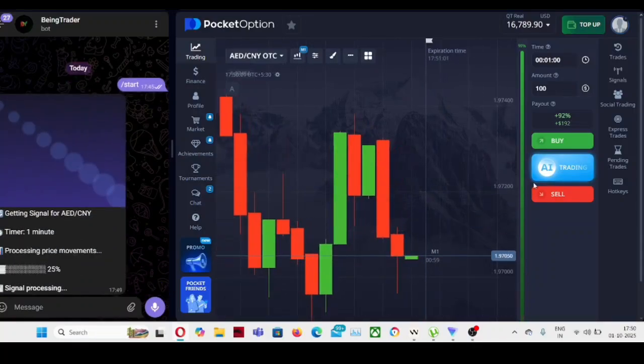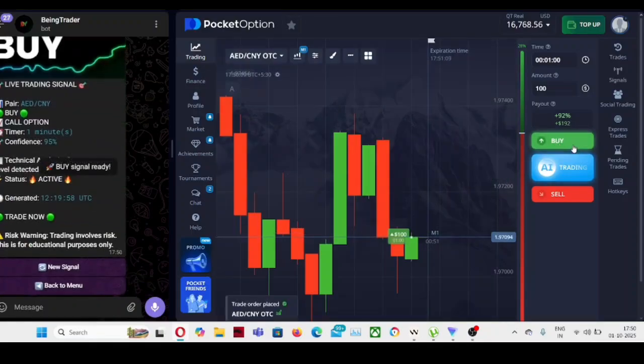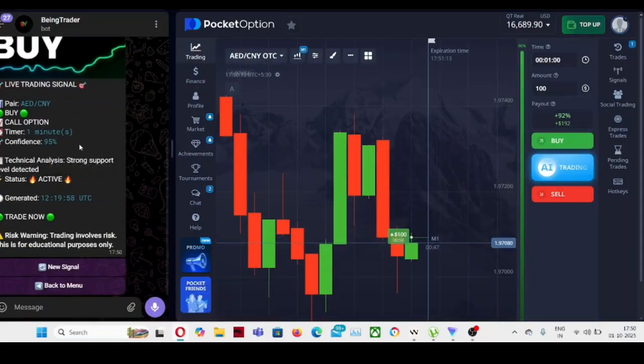Okay, let's see if this works or not. We are getting a buy signal. Let's take the buy signal and see if it works or not. And let me tell you guys, this is a trial version, and you can also try a trial version. This video is just for educational purposes, and we are just checking if this works or not.